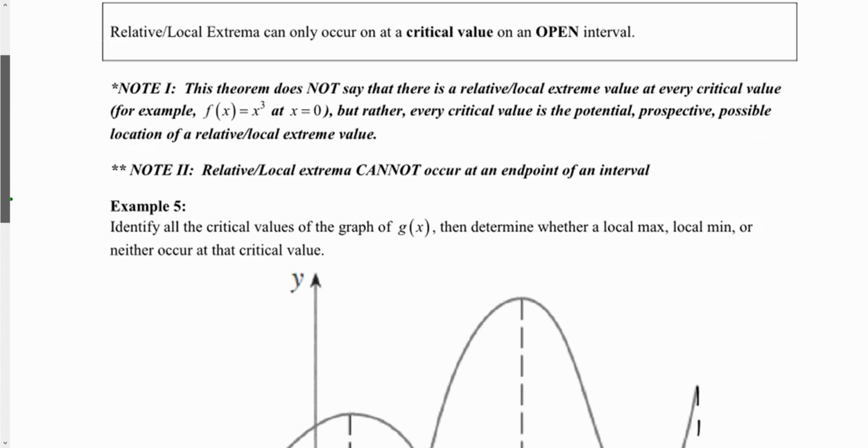But we have a theorem here. Relative or local extrema can only occur at a critical value on an open interval. This isn't saying that there is guaranteed to be one, like the extreme value theorem. It's just saying that those are the only possible places where they can occur. And there's another note here. In this class, we're going to decide that relative or local extrema cannot occur at the endpoints. That's why I'm talking about open intervals.